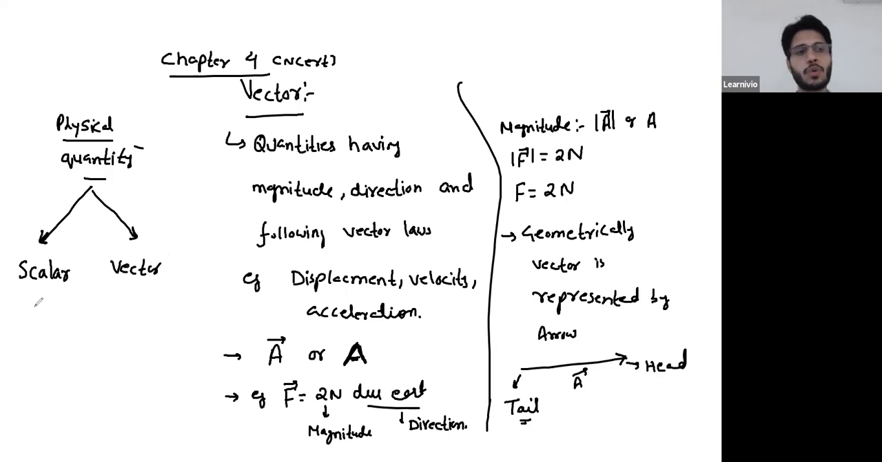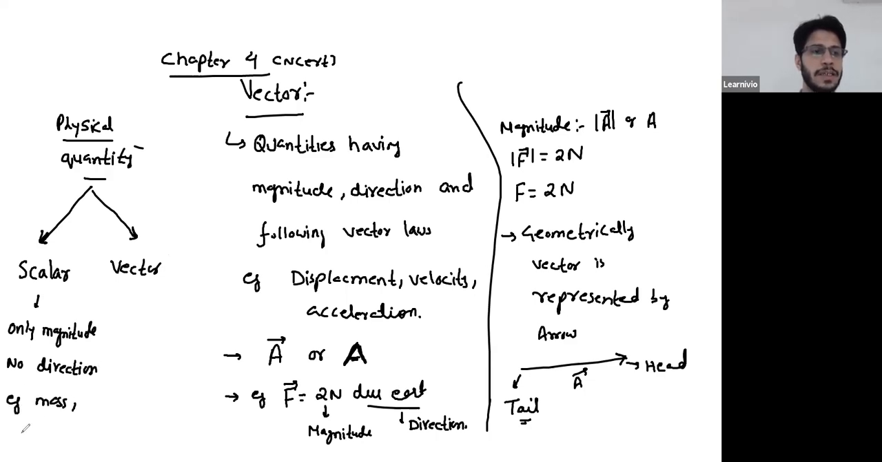Scalar simply means quantities that have only magnitude. Quantities having only magnitude are known as scalar. They don't have direction, no direction. The examples include mass is a scalar, distance is a scalar, speed is a scalar. These are scalar quantities. On the other hand, vectors are quantities which have magnitude, direction, and they follow vector laws.